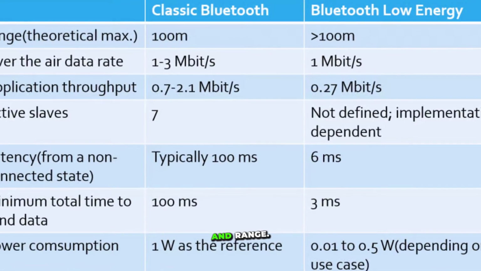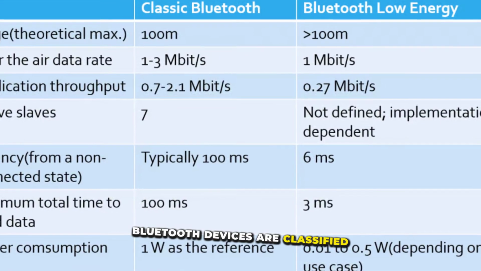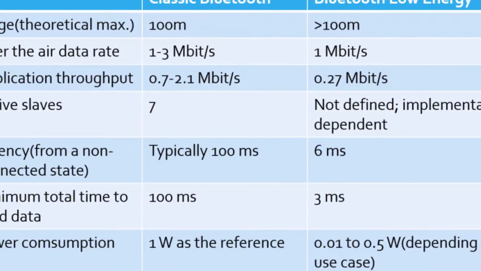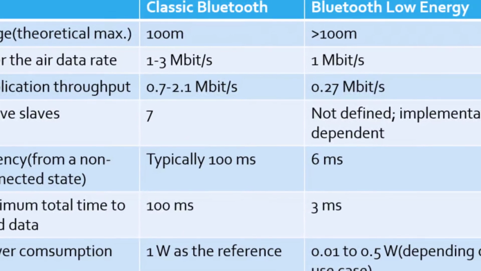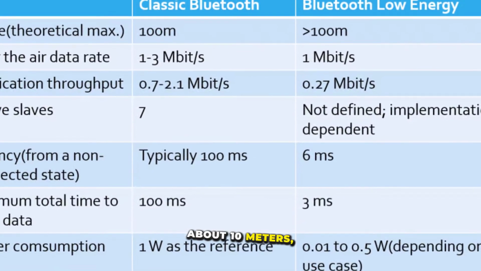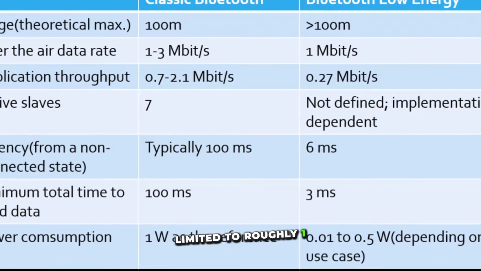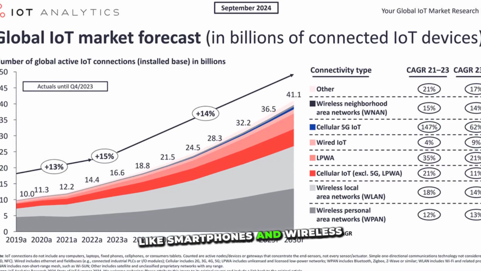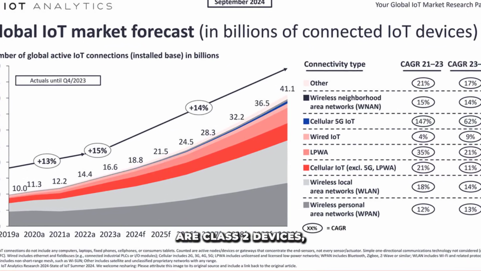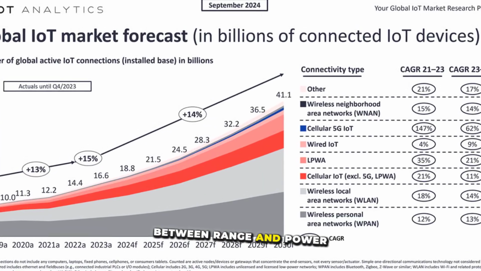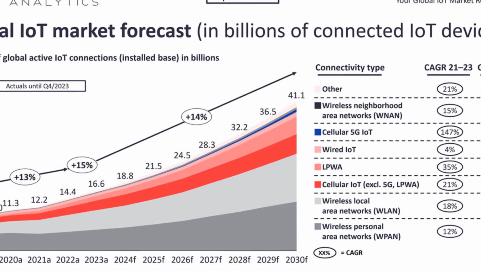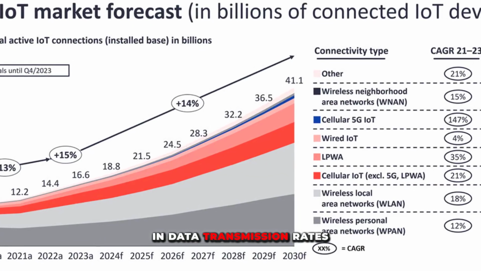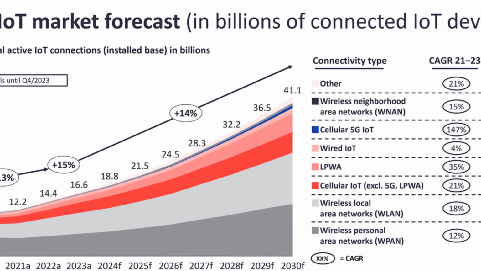Let's talk about power and range. Bluetooth devices are classified into different power classes, with Class 1 devices having a range of up to 100 meters, Class 2 devices reaching about 10 meters, and Class 3 devices limited to roughly 1 meter. Most consumer devices, like smartphones and wireless headphones, are Class 2 devices, offering a good balance between range and power consumption. The latest Bluetooth versions have introduced significant improvements in data transmission rates and energy efficiency.